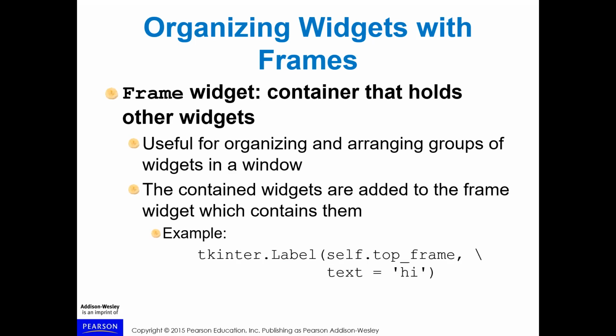Organizing widgets with frames, so that's something else that you could do. So you might want to have frames in there, and the frames contain other widgets. The frame widget is a container basically that holds other widgets. It's useful for organizing and arranging groups of widgets in a window. The contained widgets are added to the frame widget which contains them. So basically the idea would be that the label now would not be in the main window, but instead it would be in another widget called a frame. All right, so that's the idea. Okay.